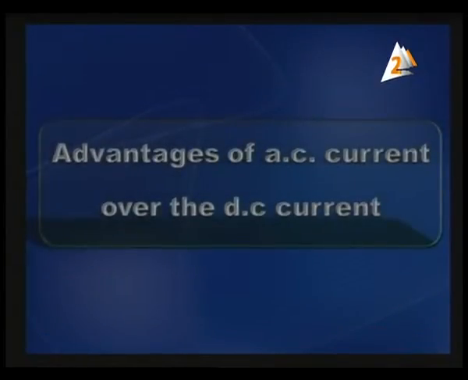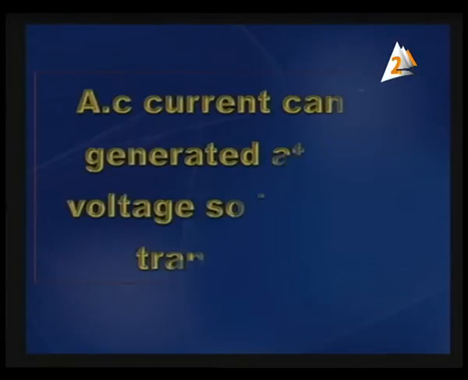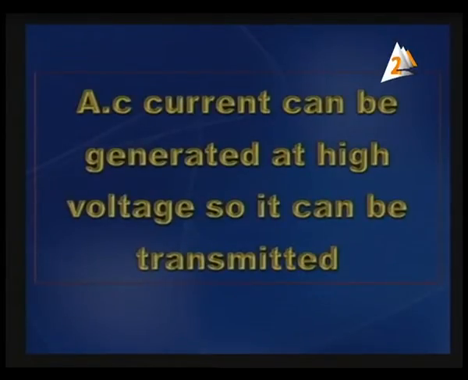And now there is something very important here. It is about the advantages of the AC current over the DC current. We'll take it one by one, and it is very important. AC current can be generated at high voltage. It means the voltage could be increased or decreased using, yes, transformers. So an AC current can be generated at high voltage.